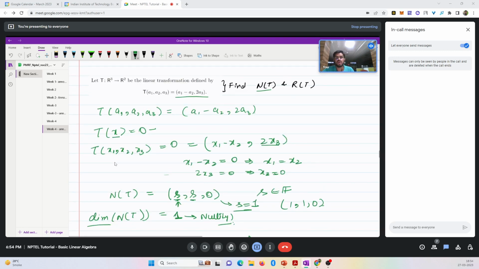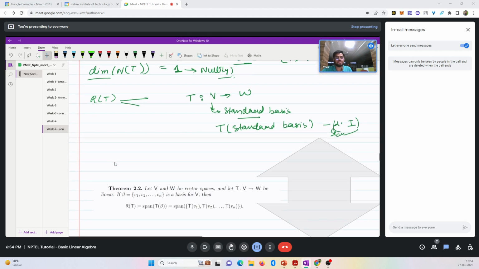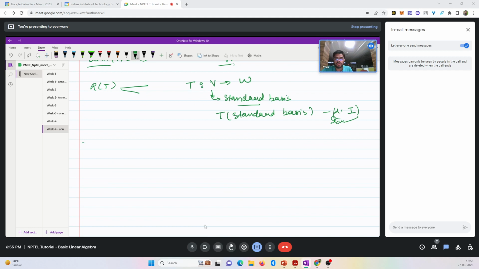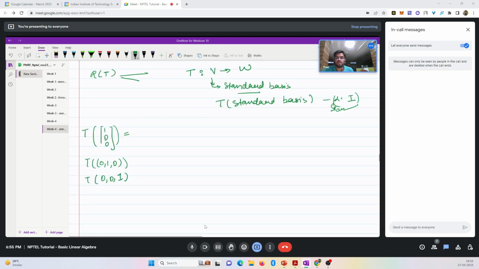Let's try to solve this. So our map is from R3 to R2. The standard basis for R3 is (1, 0, 0), (0, 1, 0), (0, 0, 1), right? So we want to find T of (1, 0, 0), T of (0, 1, 0), and T of (0, 0, 1). What is T of (1, 0, 0)? This is (a1 minus a2, 2a3), so this is (1 minus 0, 2 into 0), which is (1, 0).